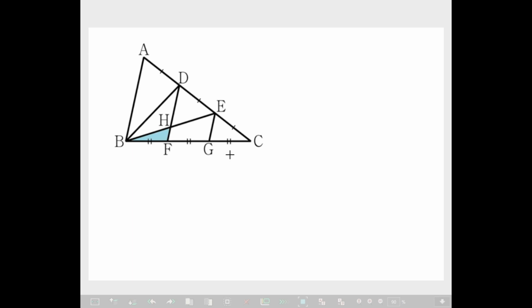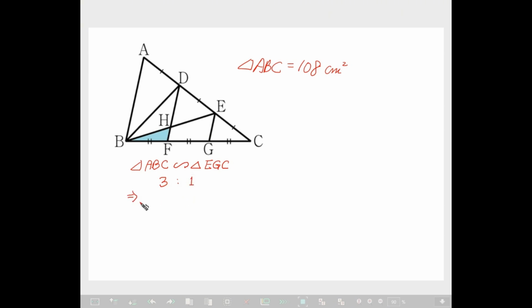Hello, this problem is to find the area of triangle BHF. The area of the first triangle ABC is 108 square centimeters. Let's go. At first, triangle ABC is similar with triangle EGC. The ratio is 3 to 1.